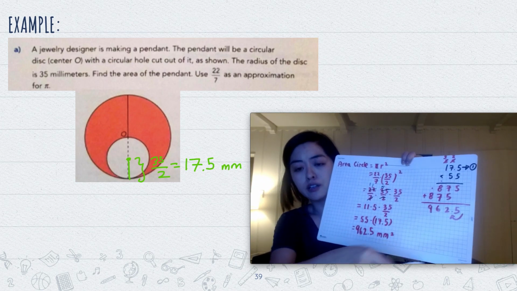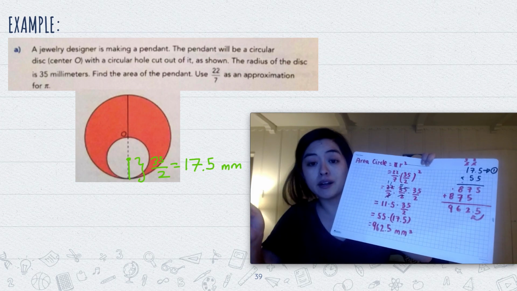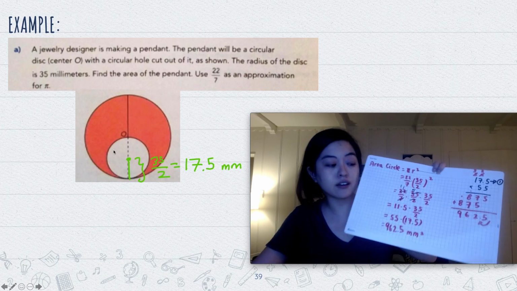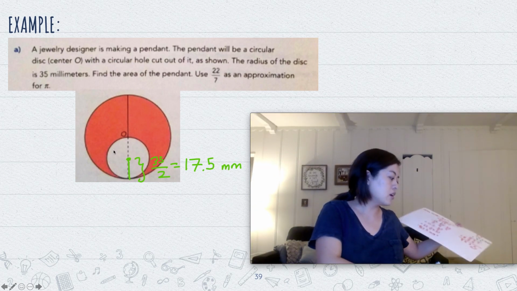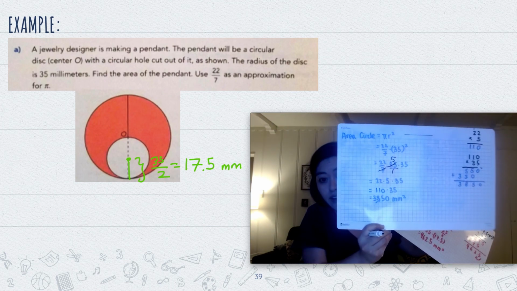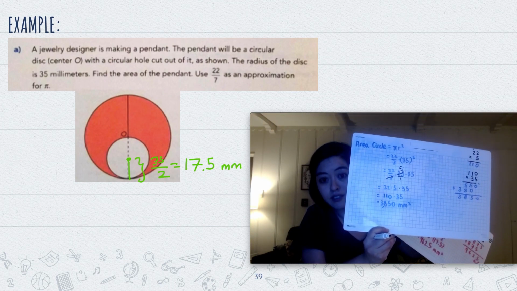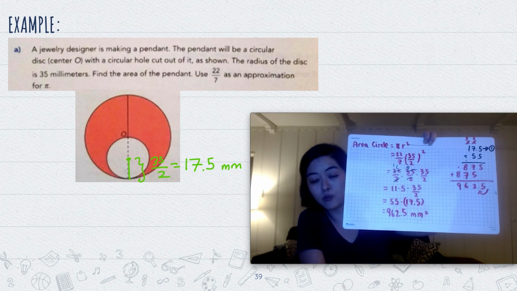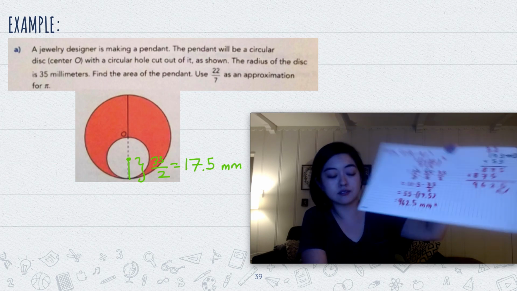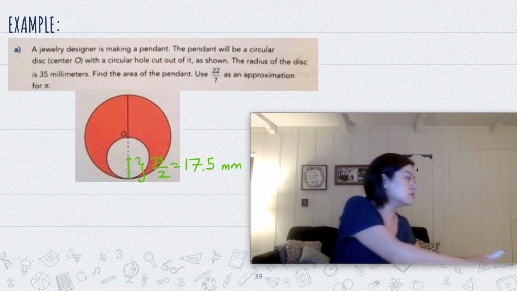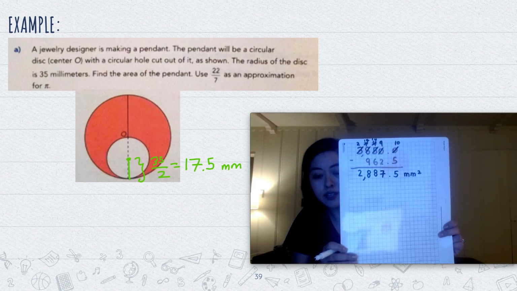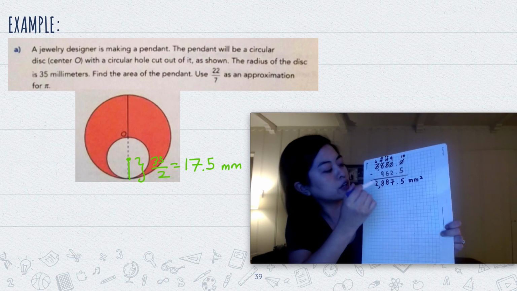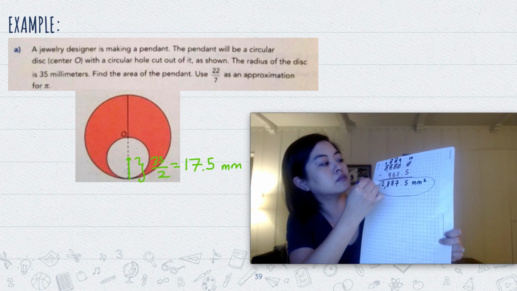And I did my work here if you would like to see, okay. But I just want to find the area of this red part here without that, okay? So what do I need to do? Well, I'm going to take the area of the entire circle that was shaded, which was this, and subtract the area of the white part, which is this, okay? And so I did the work over here, and that becomes 2,887.5 square millimeters. So this is my answer.